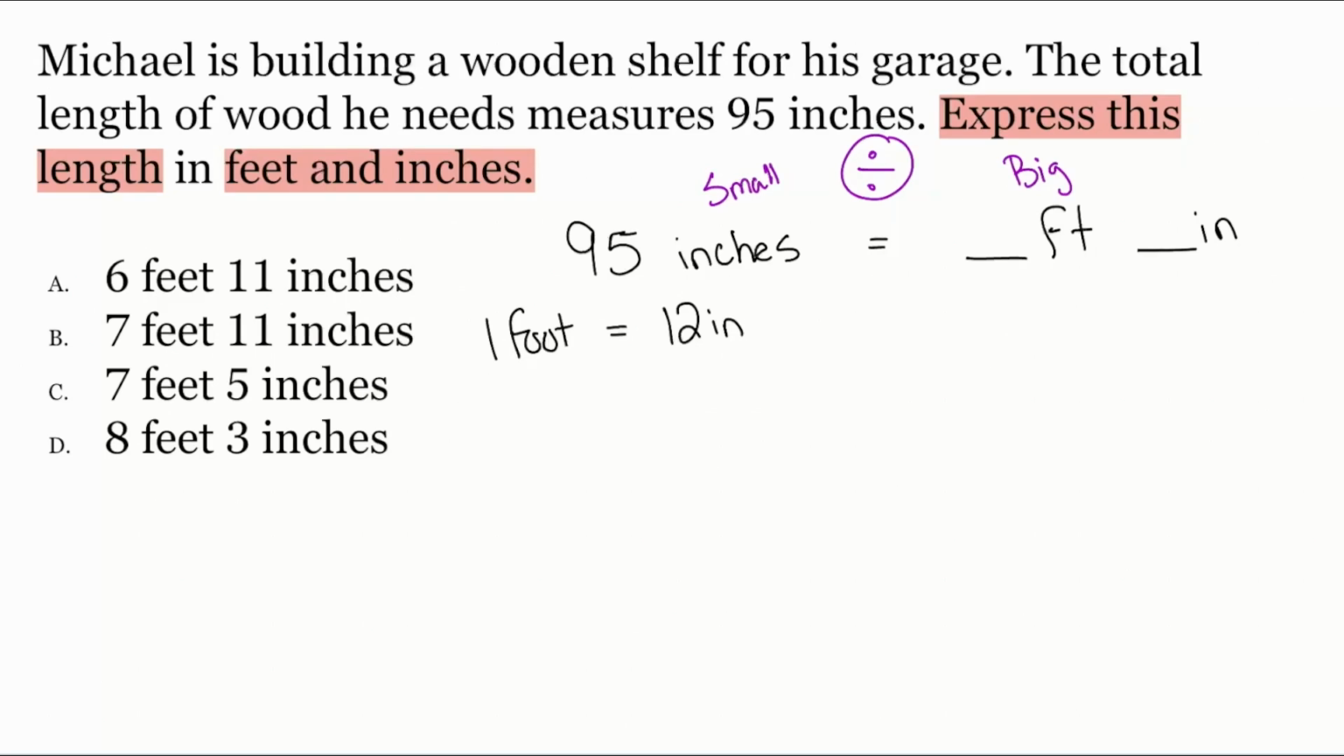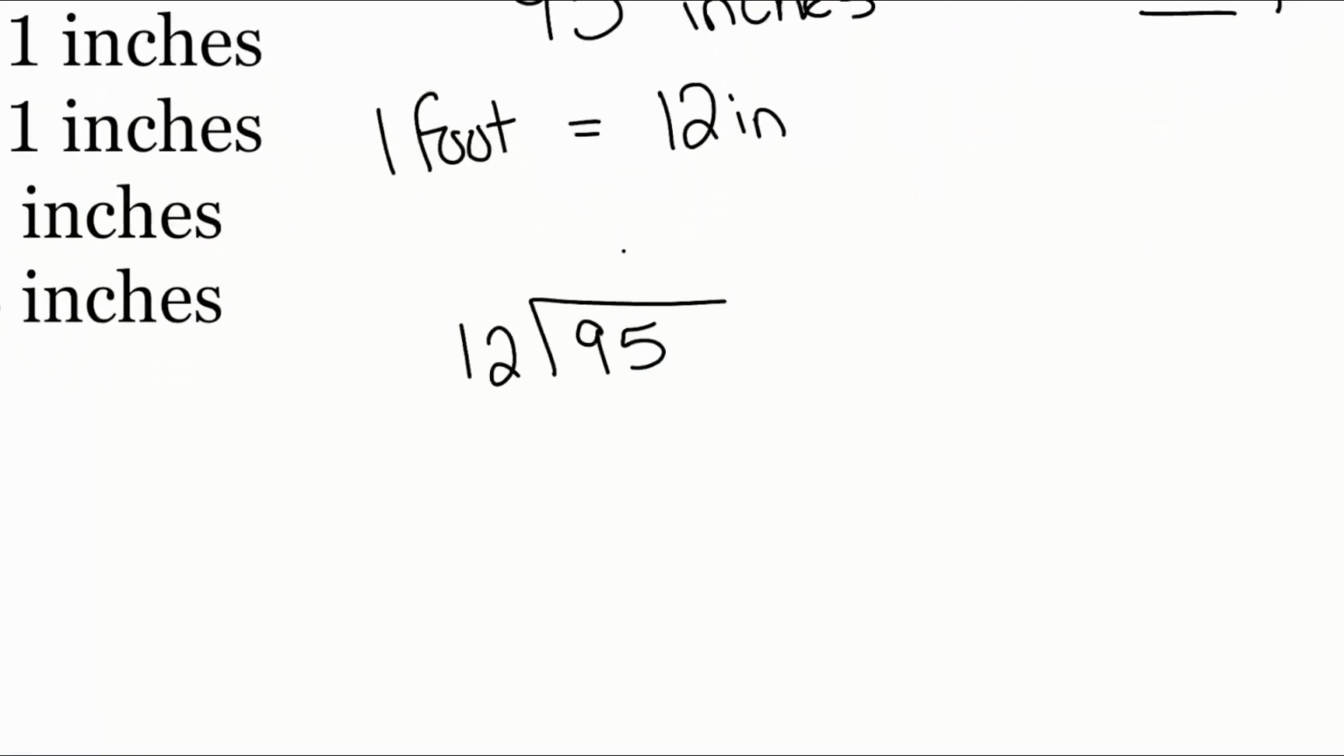And so with that, here we go. 12 goes into 95. Let's see how many times. How many times does 12 go into 95, everybody? Is it 7? Is it 8? Which one? Yeah, it's going to be 7, because 12 times 7 is 84. 12 times 7 equals 84. Don't forget that.